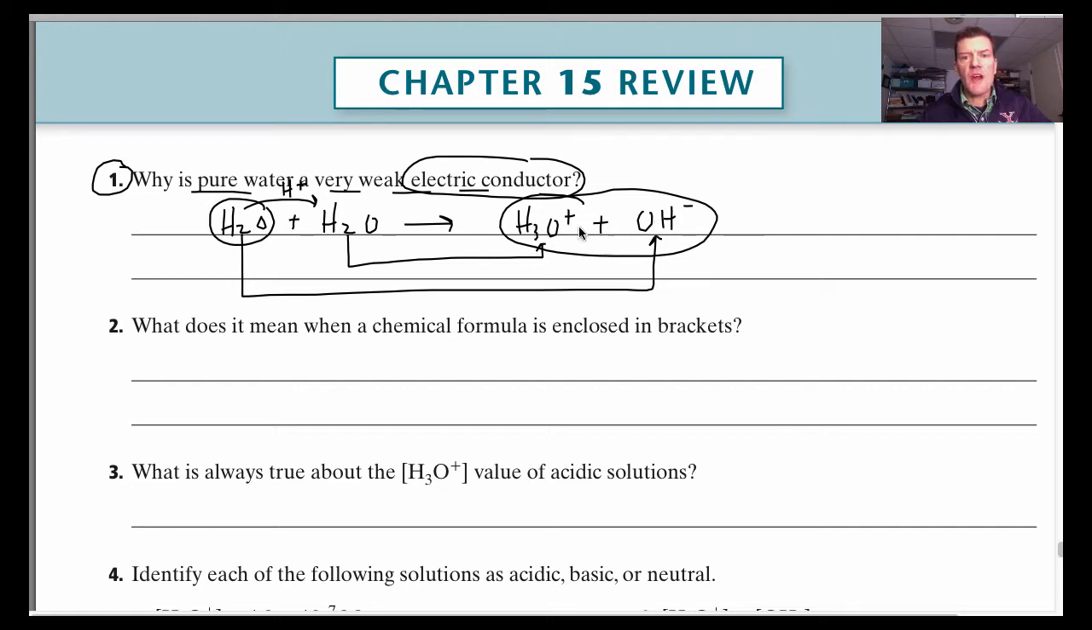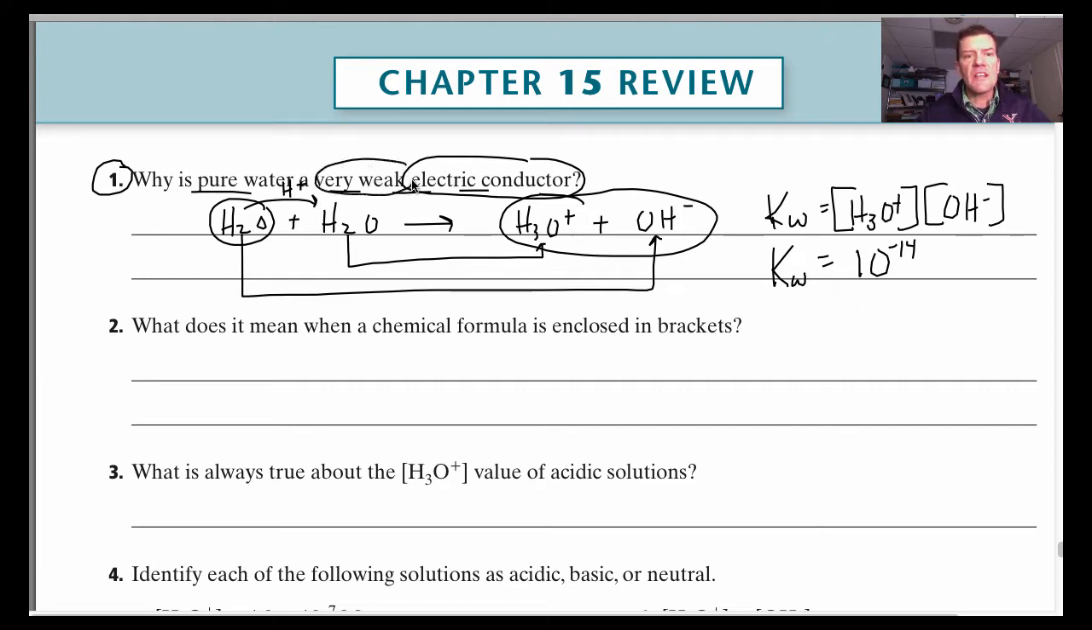Remember, the product of these concentrations is going to equal that constant K sub W. The product of the two concentrations of the hydronium and the hydroxide ions is a small number. At 25 degrees Celsius, it is 10 to the negative 14. That's tiny. So that means you don't have a lot of ions. It happens, but to a very, very small extent. So it is going to be a weak electrolyte, a very weak electric conductor.